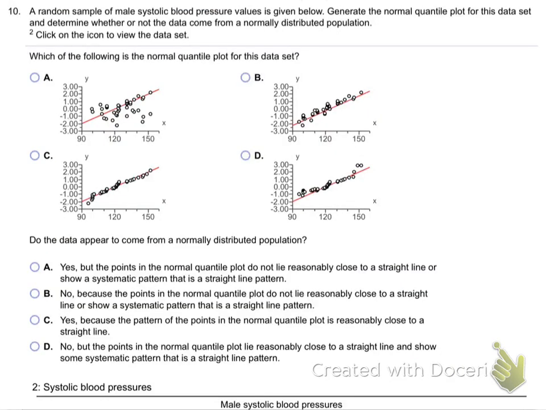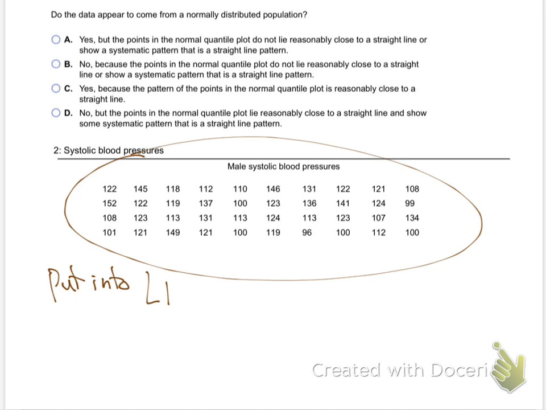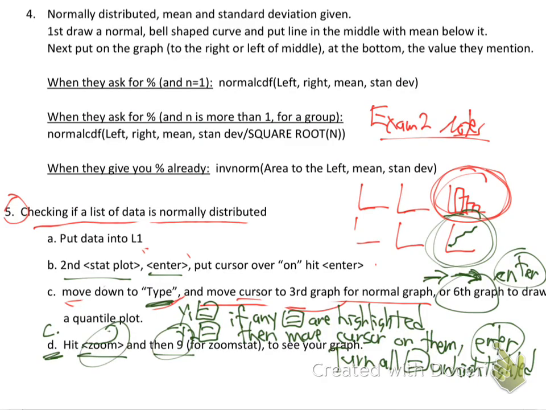Okay, so number 10, a random sample of male systolic blood pressures is given below. So let's go to that. Here it is. So here's the numbers. You know the deal. Put that data into L1. That's pretty time consuming. Put it all in. Once you've got it in, here we're going to do which of the following is the normal quantile plot? So remember those instructions.